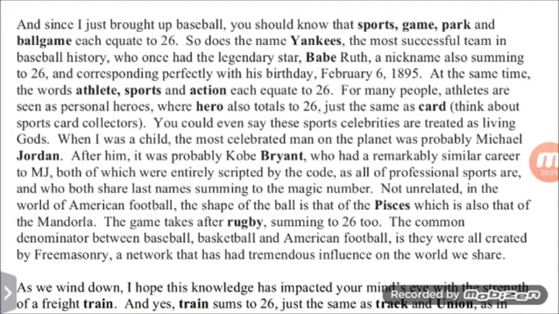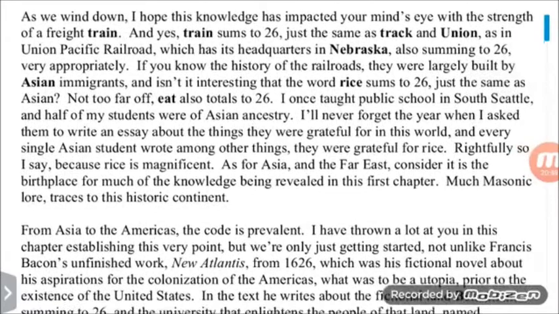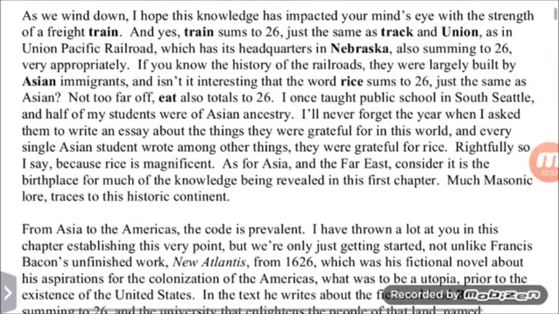The shape of the ball is that of the Pisces, which is also that of the mandorla. The game takes after rugby, summing to 26-2. The common denominator between baseball and American football is they were created by Freemasonry, a network that has tremendous influence on the world we share. As I wind down, I hope this knowledge has impacted your mind's eye with the strength of a freight train.